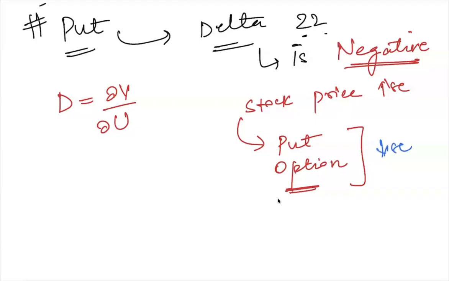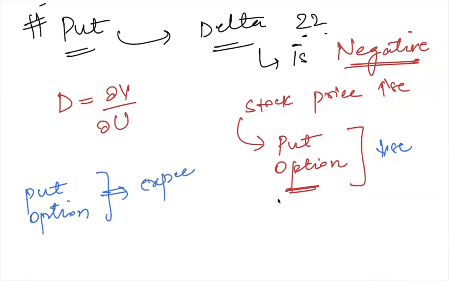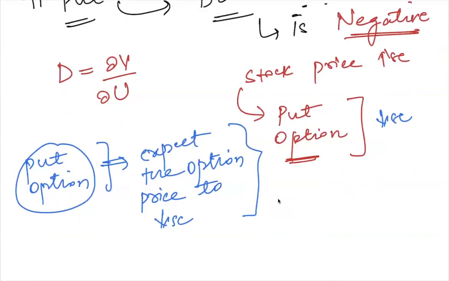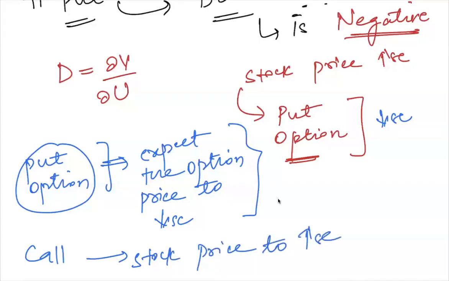When do you buy a put option? You buy a put option when you expect the stock price to decrease, right? That's when you will buy a put option. And when do you buy a call option? A call option you buy when you expect the stock price to increase, right? So let's take this put option condition.